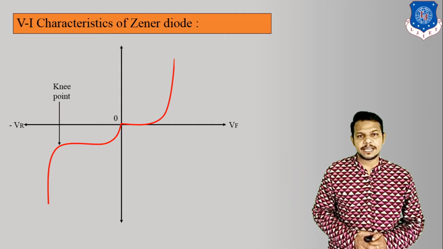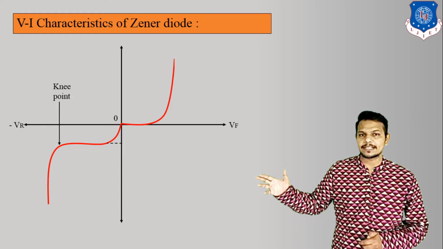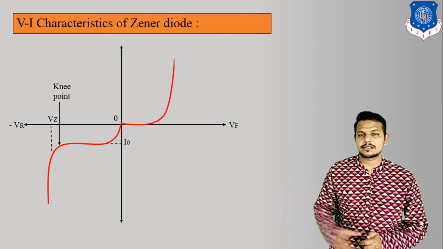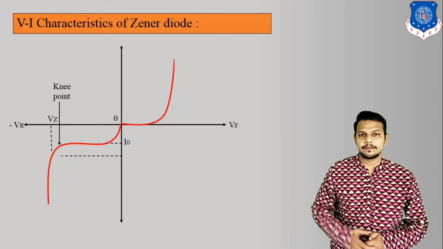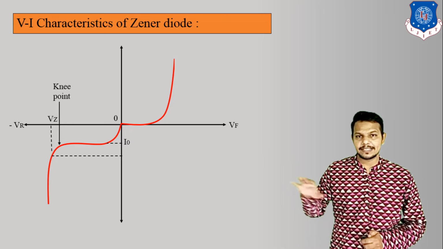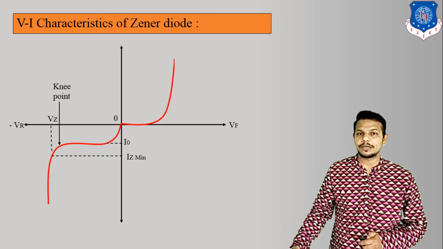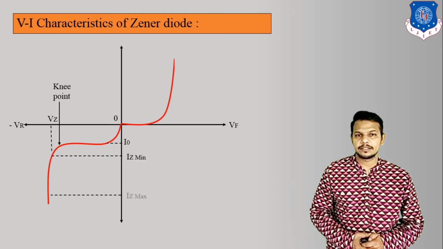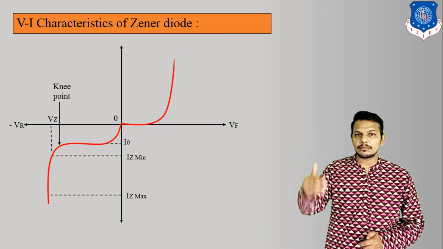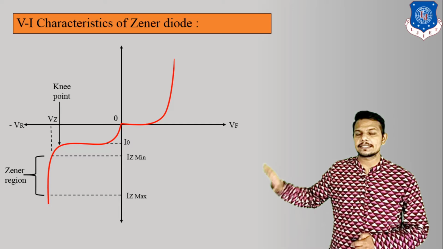Now this is the knee point where the graph bends. Here we can see the reverse current, which is known as IO. This is known as the Zener voltage Vz, and at this point we have Iz minimum. At this point your Zener current is minimum and gradually it increases. This is known as Iz maximum, and this region from Iz minimum to Iz maximum is known as the Zener region. Here we can see the Zener region.